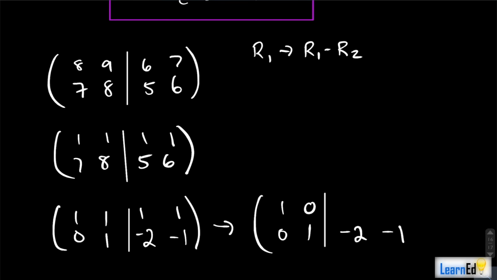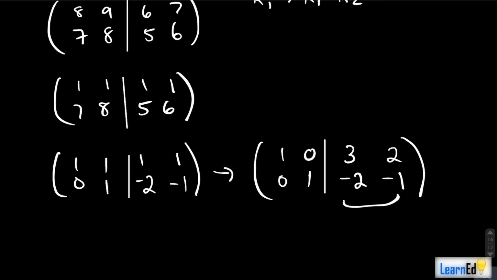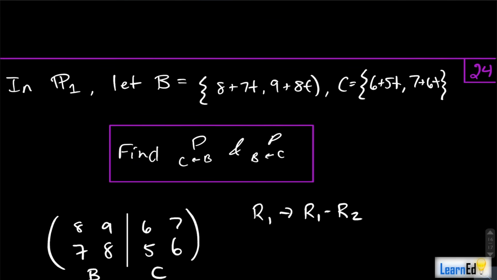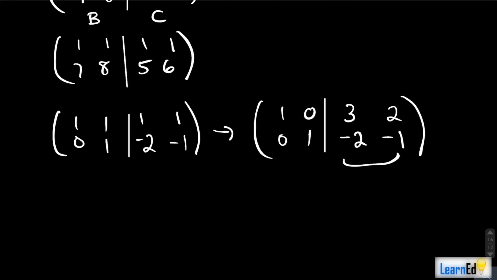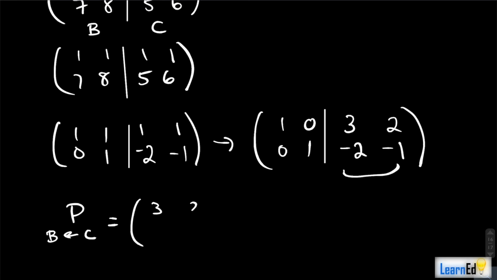What goes here? Well, to zero this thing out, you have to multiply by -1 and add. So multiplying this -2 by -1, you get a 2. Add, you get a 3. And you would end up getting a 2 here. Okay? So what did we just find on this side? Well, we had B on this side and C on this side. Okay? So we now found a change of coordinates matrix from C to B. Okay? And that was 3, 2, -2, -1.